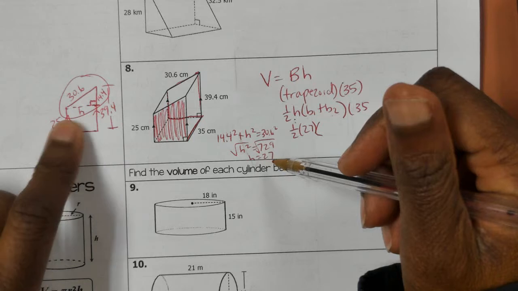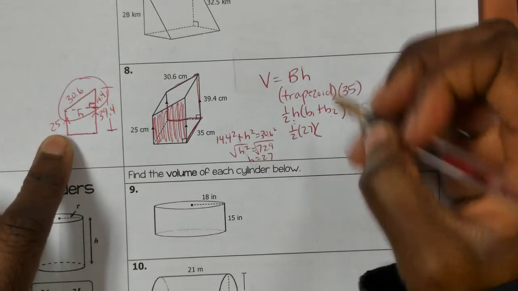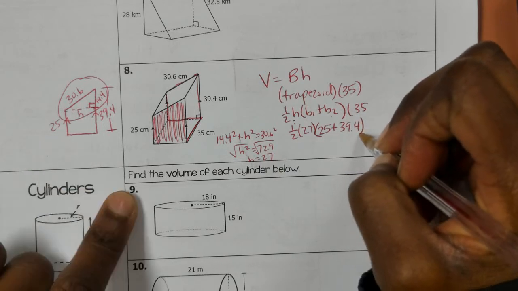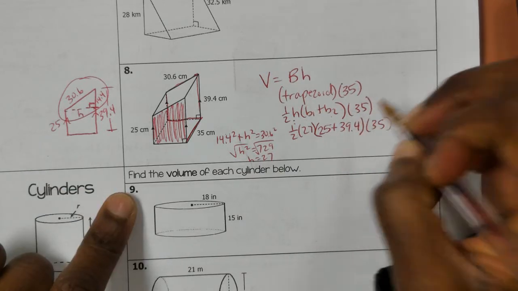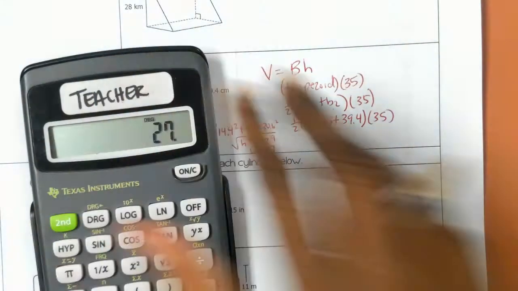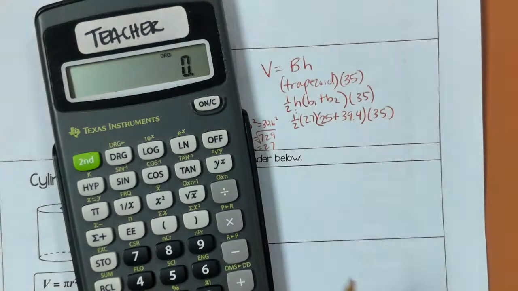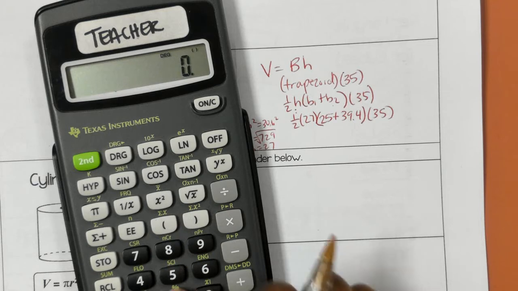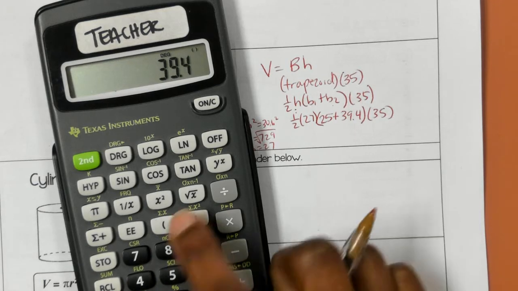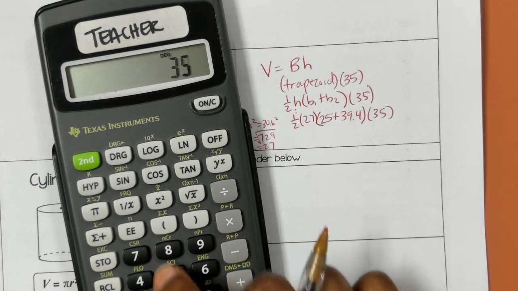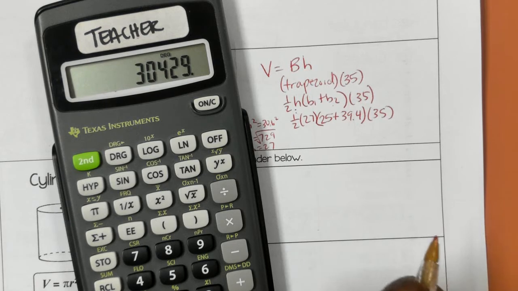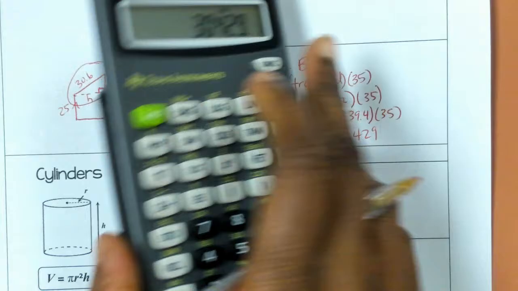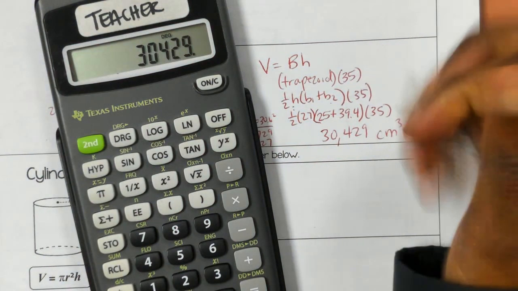So that's the distance between bases, and the bases are the two parallel sides, so 25 and 39.4 in this picture. And then 35 is the height of the prism, which is the width of the prism. So we're going to do 0.5 times 27 times parentheses 25 plus 39.4 times 35. It's 30,429, and it's in centimeters cubed.